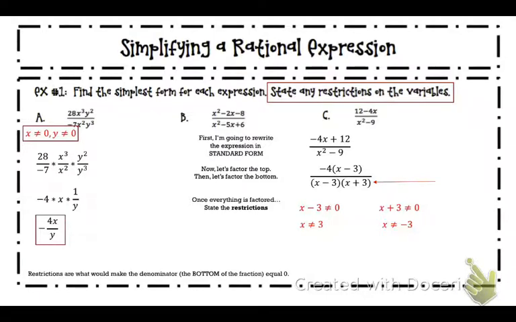So I look at the top, and I always am going to start with the left. I have the negative 4. That negative 4 cannot simplify with anything in the denominator, so we're fine there. X minus 3, I have an x minus 3 on top.